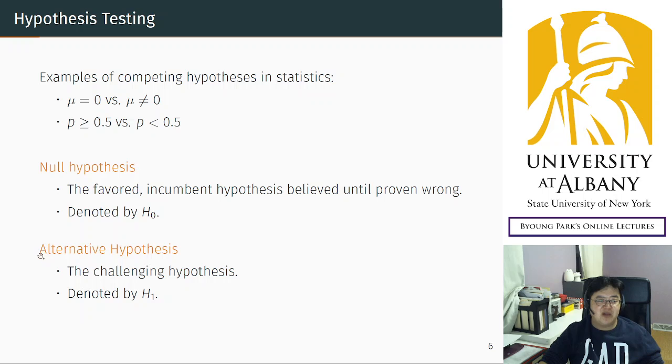But the alternative hypothesis is the challenger. So we denote it as H1, to contrast with H0. Some textbooks use HA, but it is not a big problem.